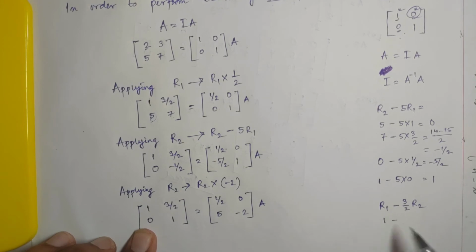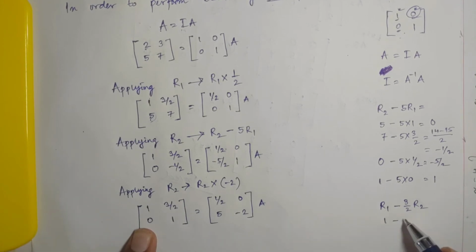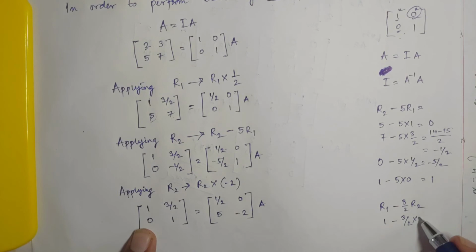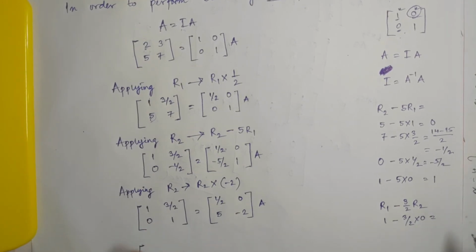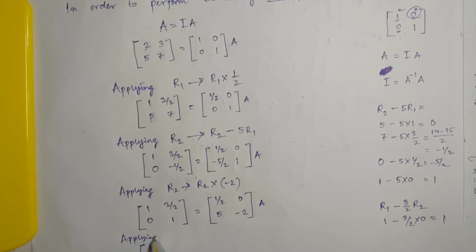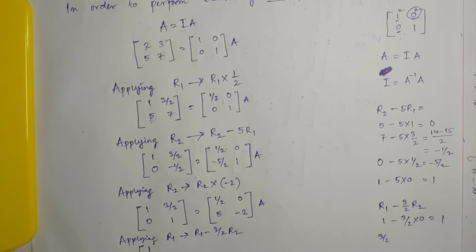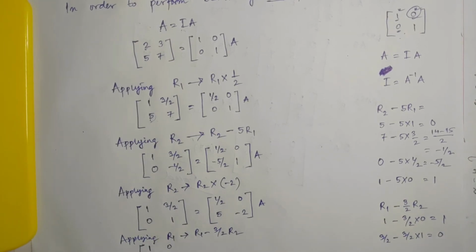R1 is 1 minus, you see there will be no problem, 3 by 2 into 0. That's why I told you to first start with row 1. So this one becomes 1. Oh, sorry, I have to write the operation in here. Applying R1 implies R1 minus 3 by 2 R2, right? Now you see at this element, 3 by 2 minus R2 element 1, 3 by 2 into 1, that is 0. So 1, 0, 0, 1.